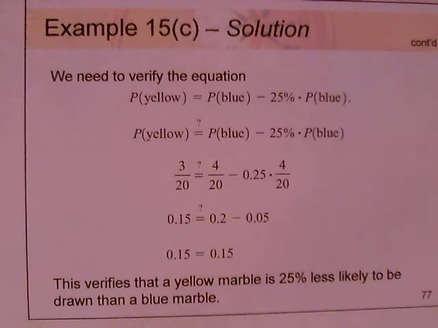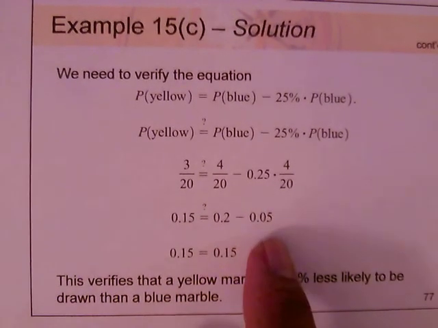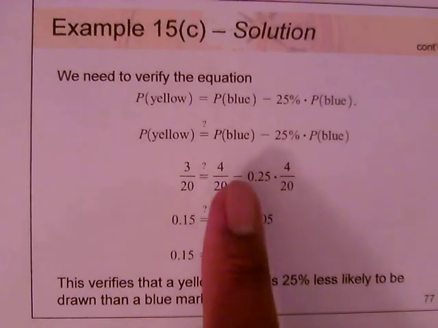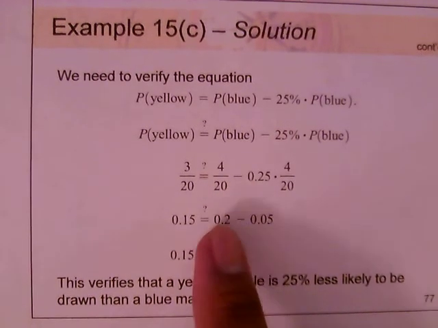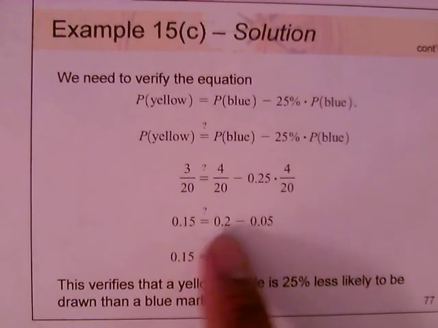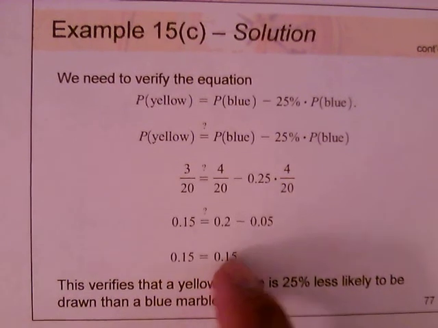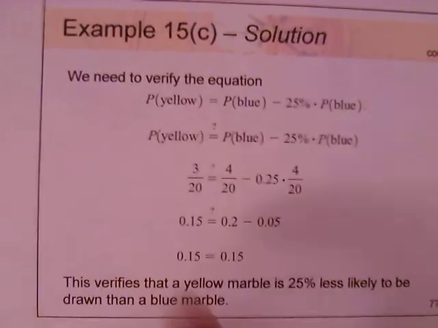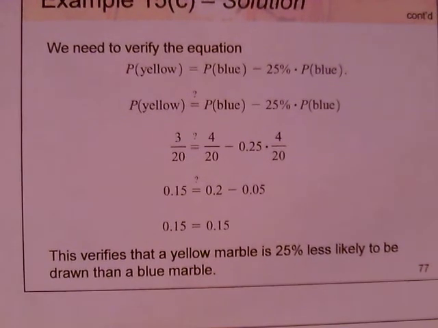as a decimal times 4/20ths, the probability of a blue marble. Multiply this, you'll get 0.05. 4/20ths will be 0.2. 0.2 minus 0.05 will be 0.15. Do 3 divided by 20, you'll get 0.15 as well. So this verifies that a yellow marble is 25% less likely to be drawn than a blue marble. So that's how we compare probabilities here.